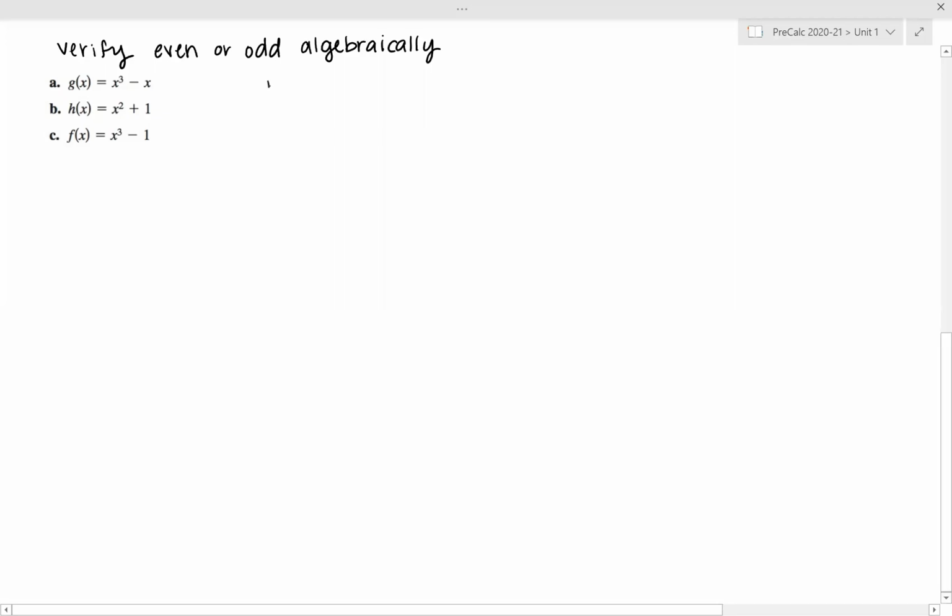I'm going to have you consider two steps. The first step, always start by substituting. I want you to substitute negative x for x in the original function. And then your second step, you're going to try to simplify it as much as you can so that you can try to compare it to that original function.